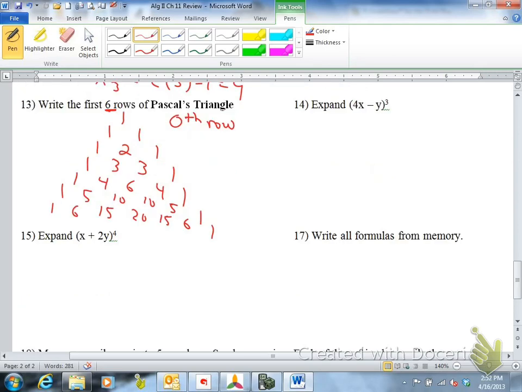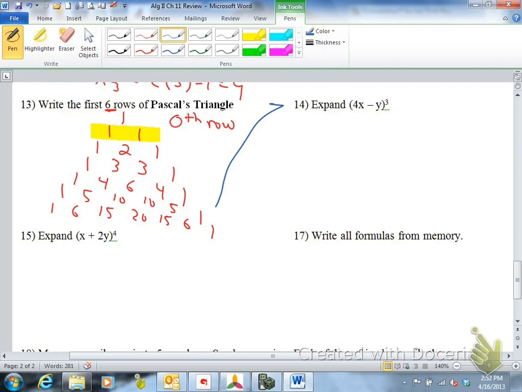One question on the test will just be to do this. Make sure you don't skip the second row. For some reason, students tend to forget the row with the 1 and the 1. They'll start with a 1 and jump down to 1, 2, 1, so be careful about that. The next question after the Pascal's triangle question will be using Pascal's triangle on a question like number 14.